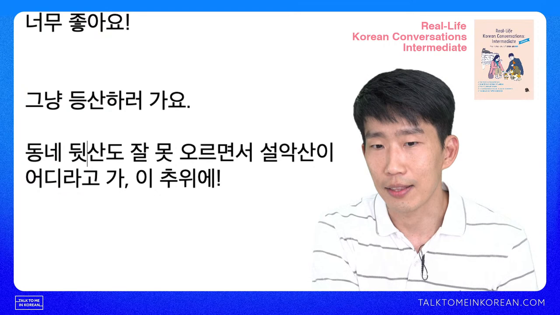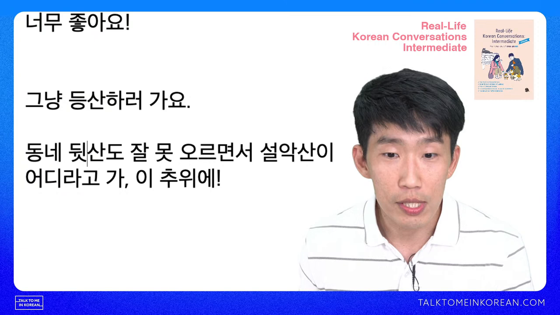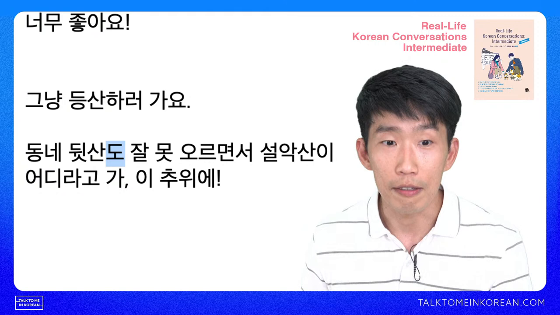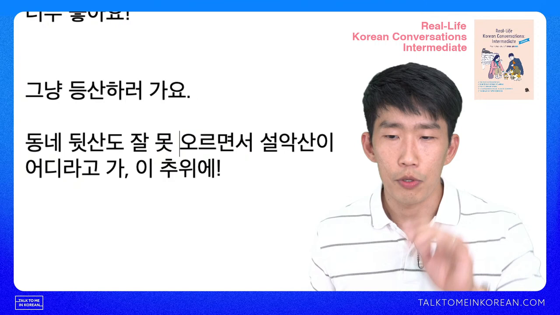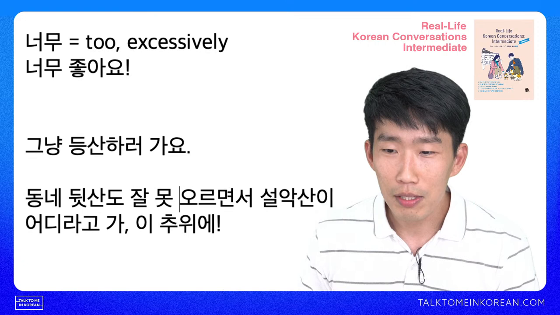뒤산 sounds like some kind of a French name, I guess. 뒤산, yeah, something like that. But anyway, 뒷산. You can't even 잘, 도 is even in this case. 잘, well, can't. 오르다 is to go up. You can't even climb up the neighborhood back hill or the little mountain over there. 설악산. You can't even climb that one, that little hill.